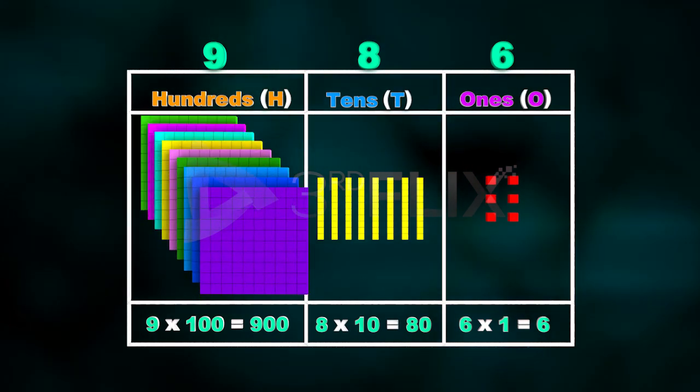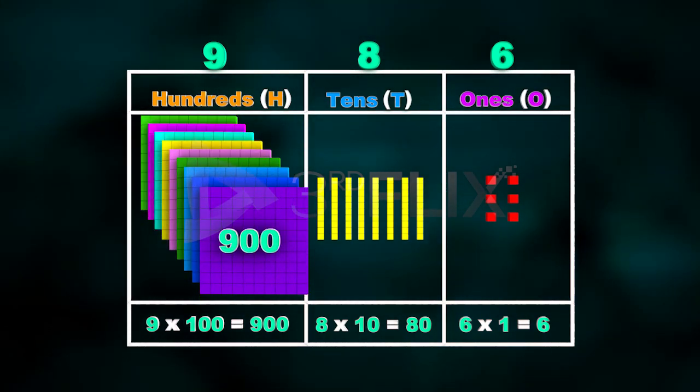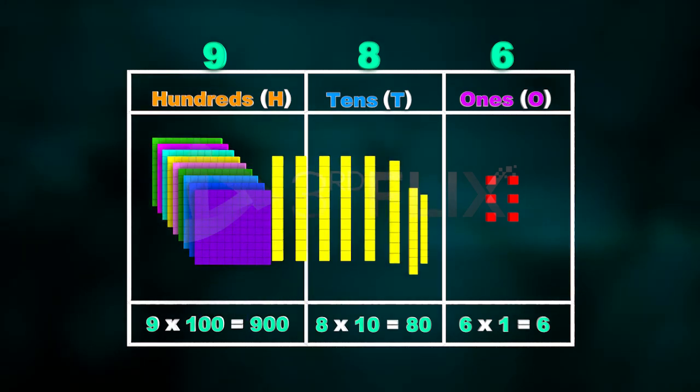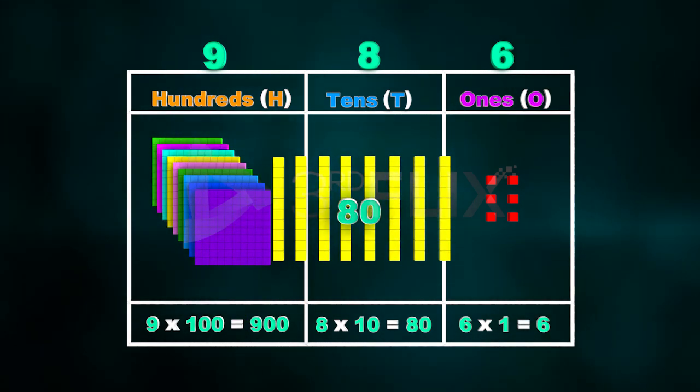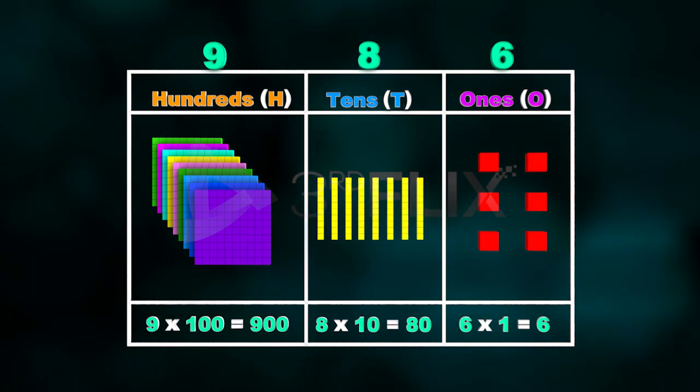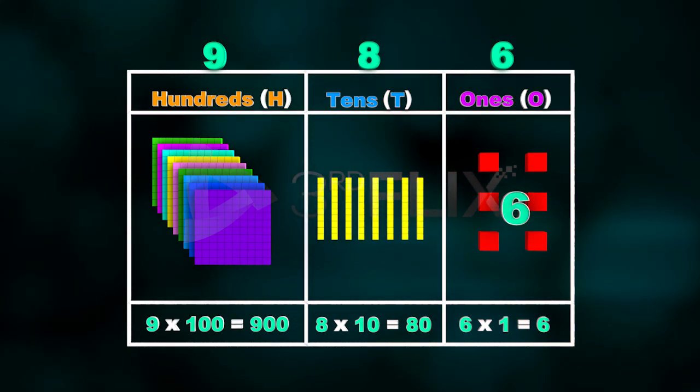So the place value of 9 is 900. And the place value of 8 is 80. And the place value of 6 is 6.